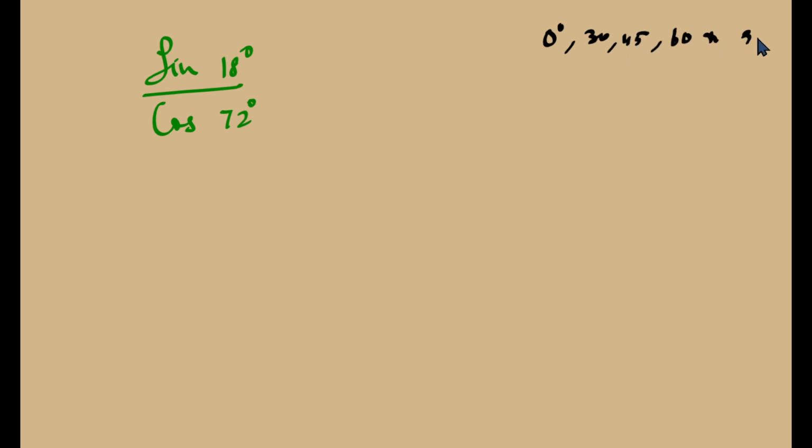Hello everyone. In this video we are going to find the value of sine of 18 degrees by the cosine of 72 degrees. Now one may wonder that we have found the values of trigonometric ratios for some specific angles such as 0 degrees, 30 degrees, 45, 60 and 90. But what is this 18 and 72? So we may have to find other ways of evaluating sine 18 by cos 72.